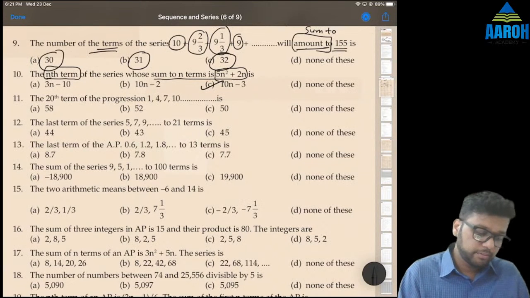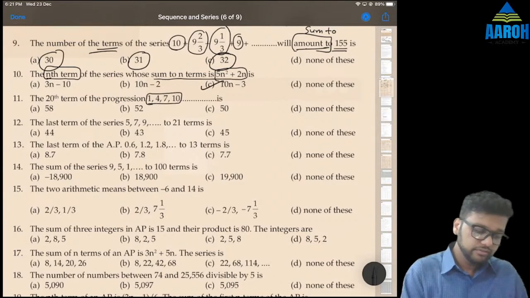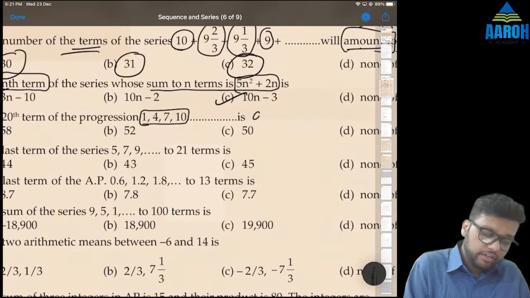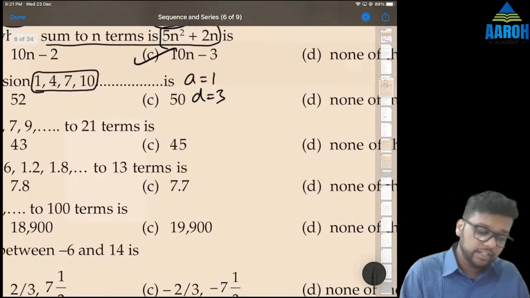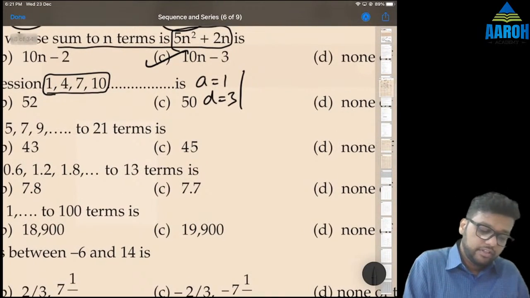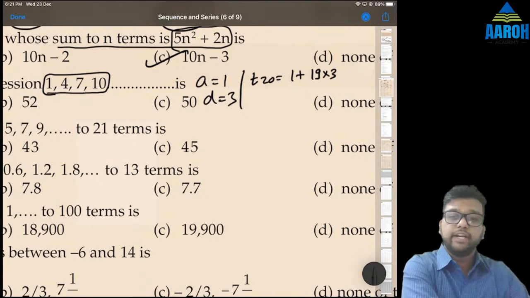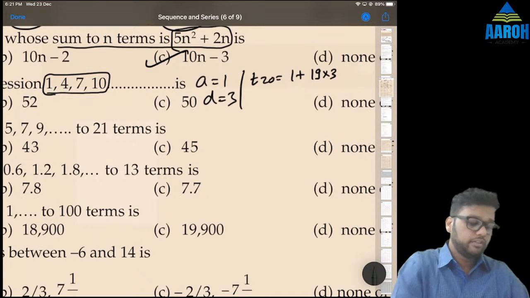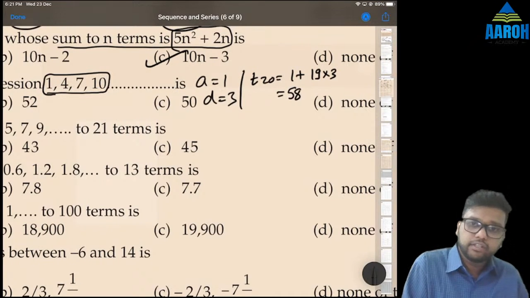20th term of the progression 1, 4, 7, 10, dot dot dot. This is easy. Here A is what? 1. Common difference is 3. We want the 20th term, means we want T20. T20 will be what? A plus n minus 1, that is 19, into D. So 19 into 3 plus 1, that is 58 will be the correct answer.